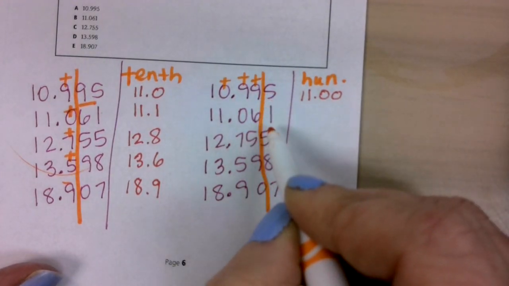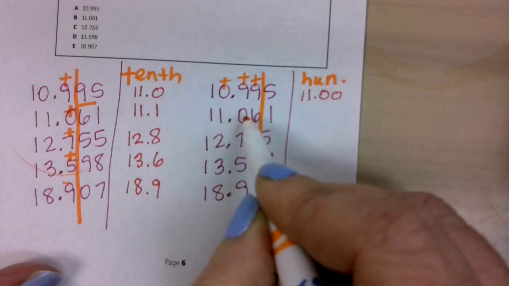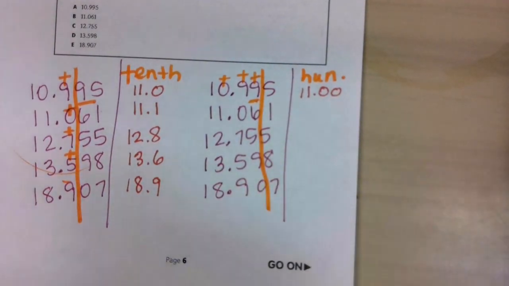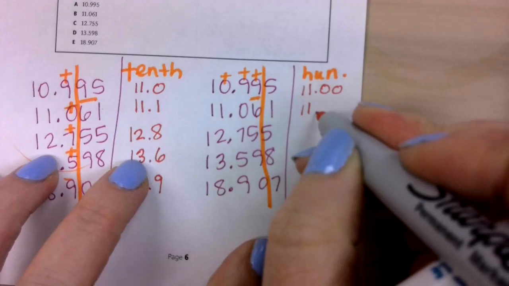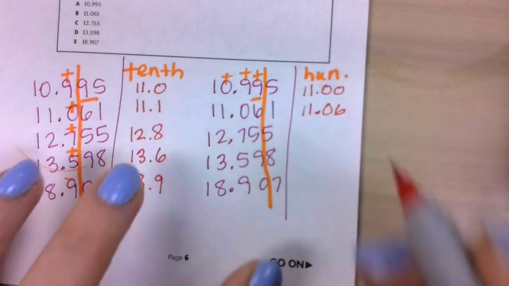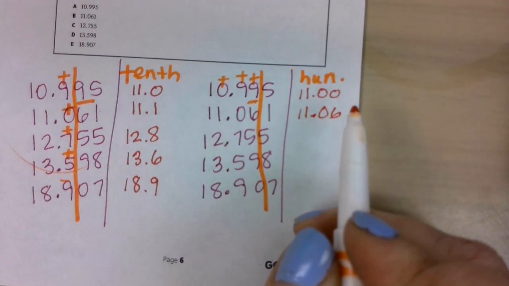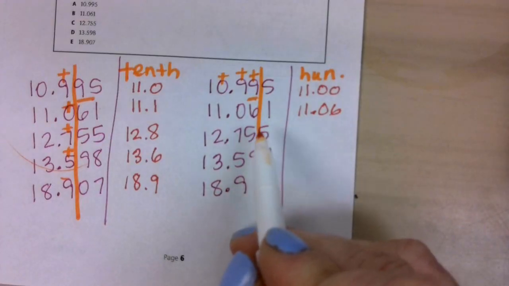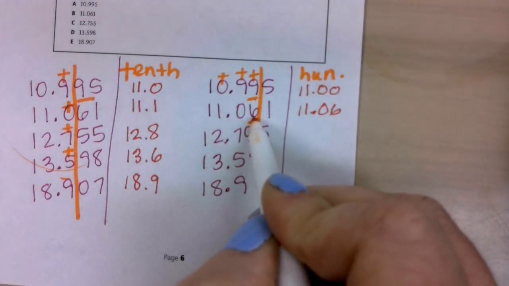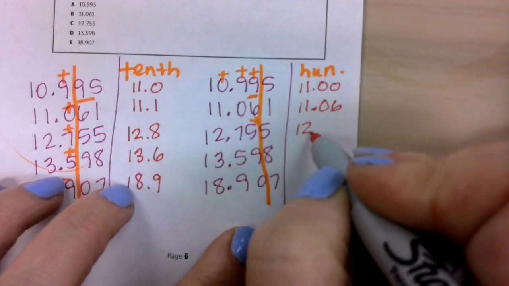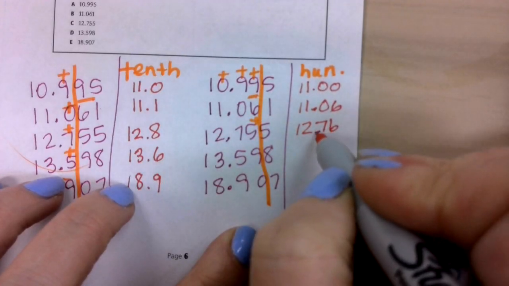We have a 1 in the hundredths place. Does that have enough power to bump this up and round it up? It does not. It's going to round down. We're going to lose a hundredth, and this is going to become 11 and 6 hundredths. Now let's take a look at this one. This 5 does have enough power to round this up. So this is going to become 12 and 76 hundredths.